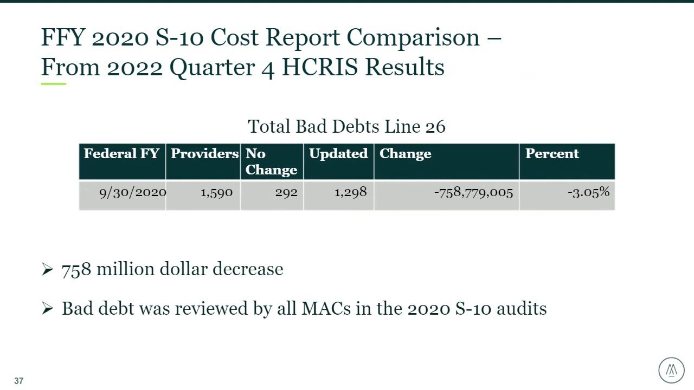Now we move on to the second component of the S-10 audit, non-Medicare and Medicare bad debt. So we can see that there's 1,298 providers where they had a revision for bad debt between their filing and the audit. We noticed that the change was less drastic than prior years, which means maybe there's been an improvement for how providers have reported their bad debt compared to the 2018 and 2019 audits. Overall, it's just a 3% reduction, even though it's $758 million.